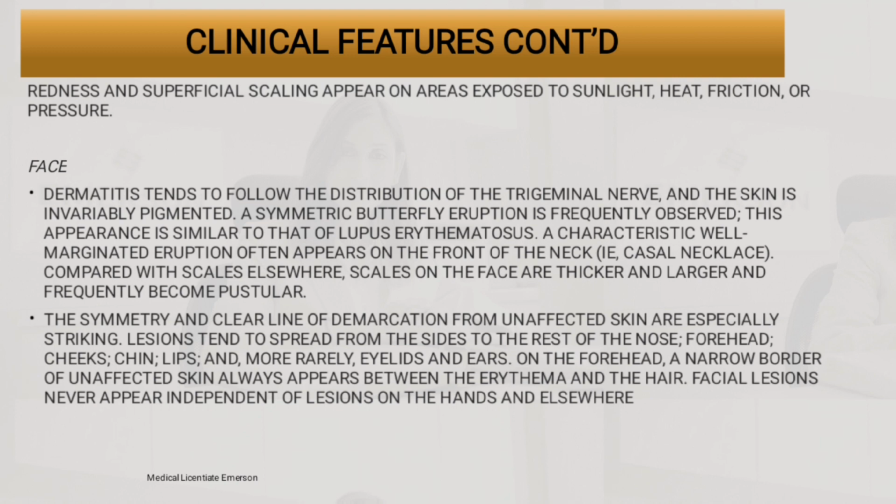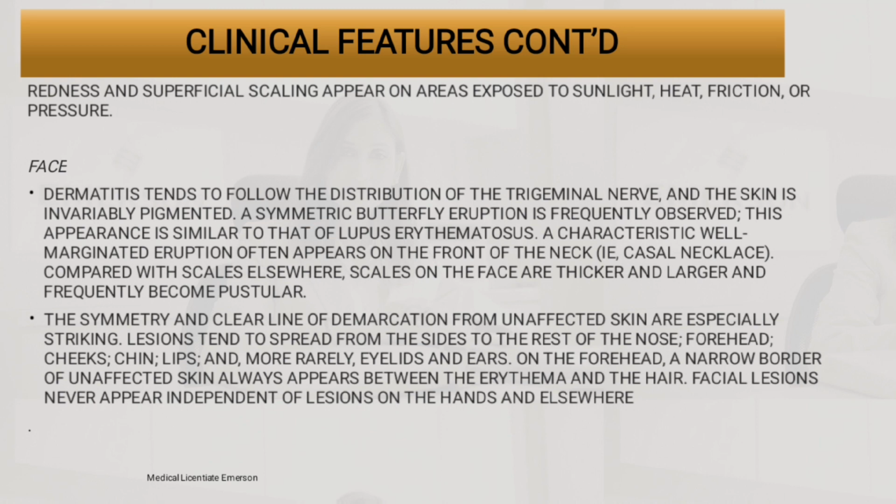The lesions tend to spread from the sides to the rest of the nose, forehead, cheeks, chin, lips, and more rarely eyelids and ears. On the forehead, a narrow border of unaffected skin always appears between the erythema and the ear. The facial lesions never appear independent of lesions on the hands and elsewhere.